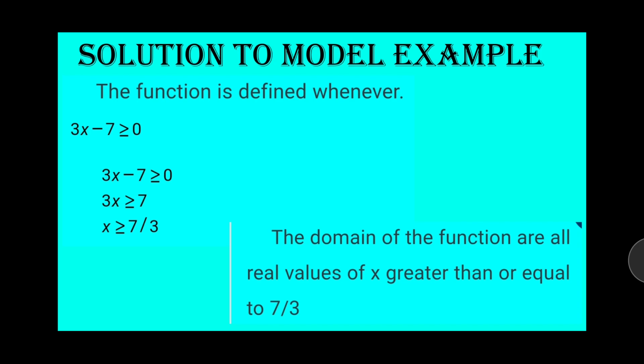So that means domain can be any value that is greater than or equal to 7 over 3. It means 7 over 3 is part of our domain, and any value that is greater than that. Because those are the values that will substitute in that function that will not make it to be negative. Any value you will substitute in that function, this square root function, that will give you negative is not part of the domain. Okay, so that is the concept for this.